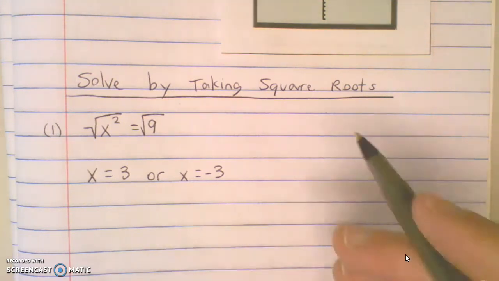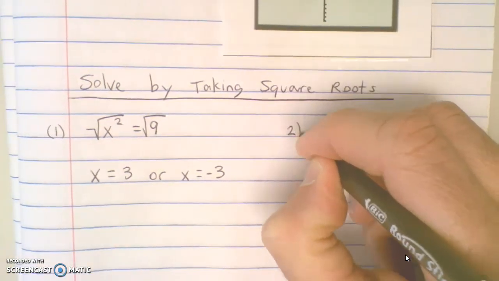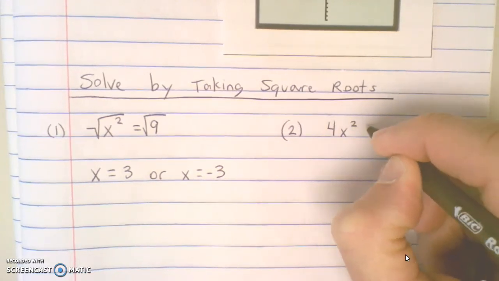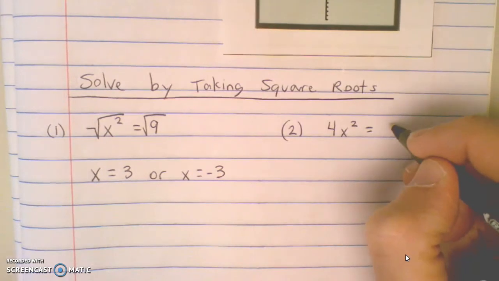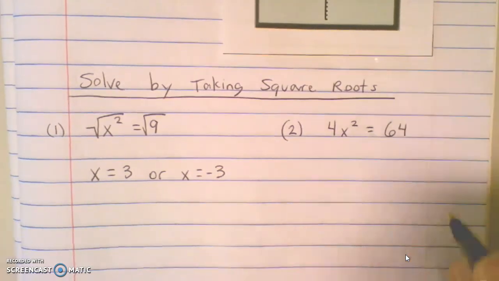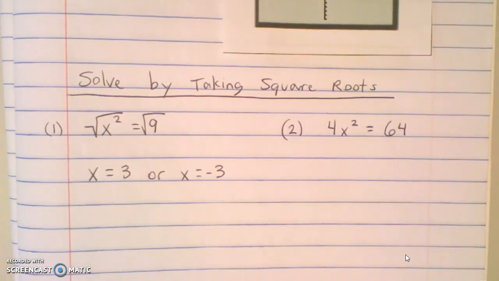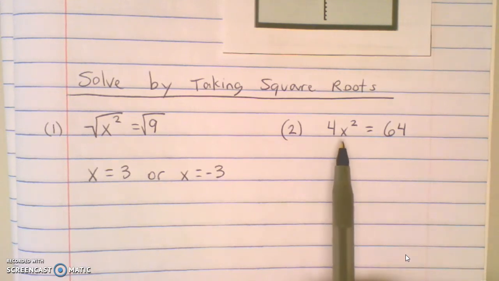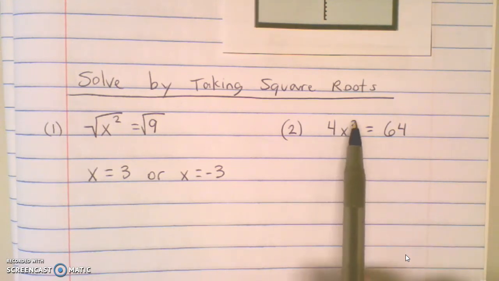So let's look at a little bit more complicated of a problem. Let's say I gave you this problem: 4x squared equals 64. Before I can take square roots, I have to get the x squared by itself. And notice the difference from this week and last week's problems. In this week's problems, there's only an x squared term. There's no x by itself in this equation. So that's why we can take square roots, because we're just looking at the x squared term.